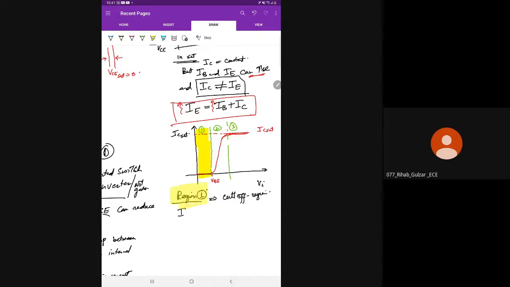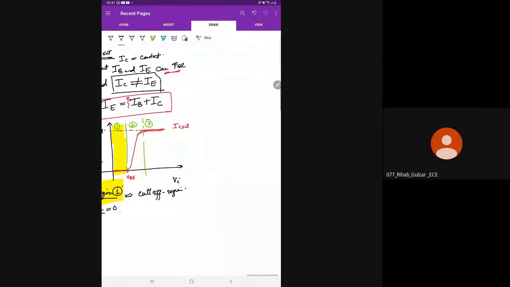Yellow one, region 1. Here you will see that IC is nearly equal to 0 because this is the IC axis. IC is very small here, nearly equal to 0. And there will be another graph, which will be V input versus V output at the same time. So the output graph will look like this.